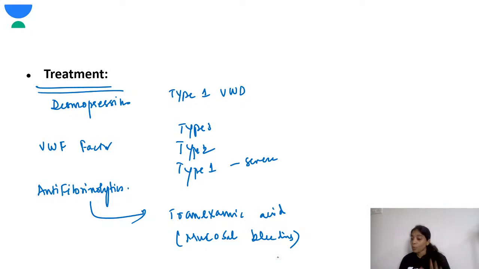So remember, desmopressin, von Willebrand factor. Von Willebrand factor is used for severe conditions. Type 3 is severe, type 2 can be severe, and type 1, if it is severe, only then you give it. Antifibrinolytics are given mostly as tranexamic acid or aminocaproic acid, basically to manage the mucosal bleeding. Fine. So we have done.